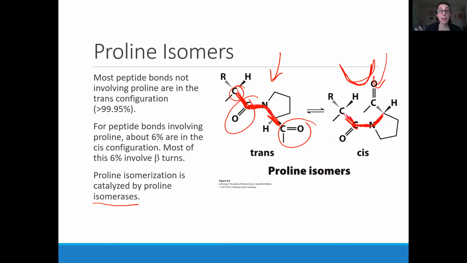Now that's it for secondary structure. We've gone over the two main secondary structures that exist within a protein. Again, primary structure is the sequence of amino acids. Secondary structure exists when those amino acids potentially form either alpha helixes or beta sheets by hydrogen bonding with each other.